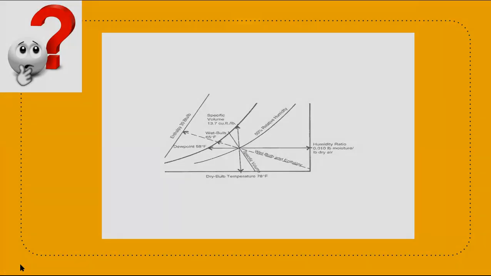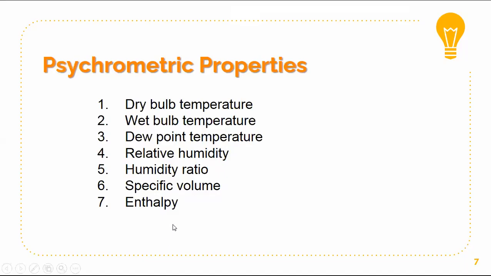Okay, we move on. So the psychrometric properties that you can actually read from your psychrometric chart, I have here 7. So all of this can be read directly from the psychrometric chart.